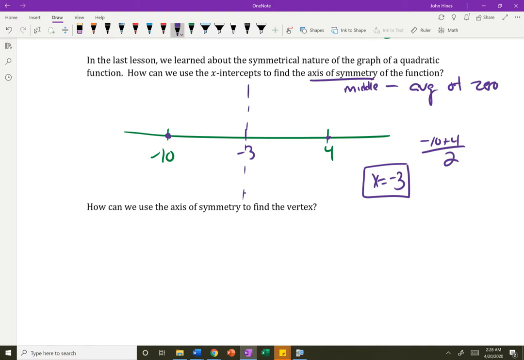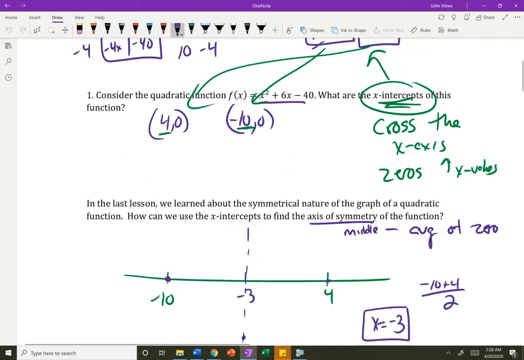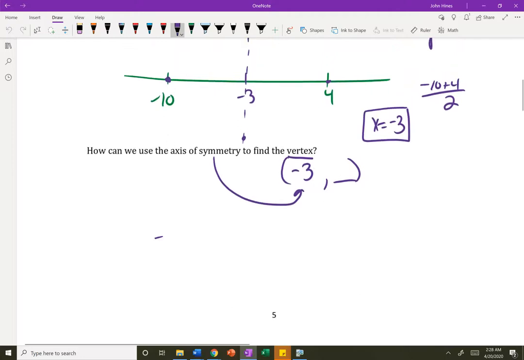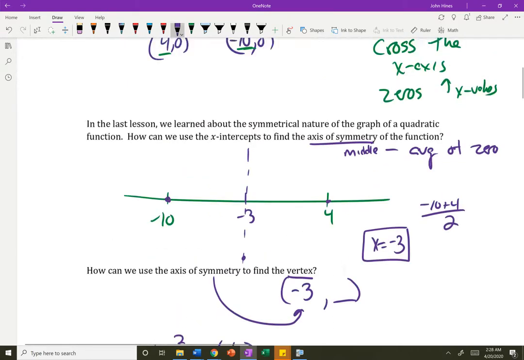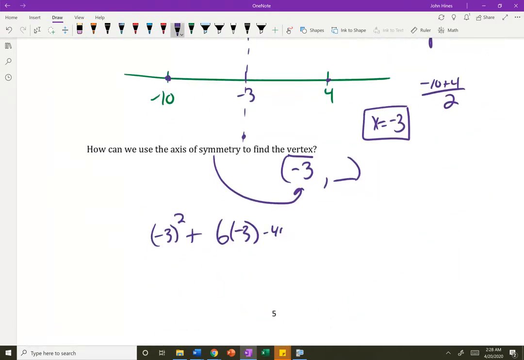And how do I use the axis of symmetry to find the vertex? Well, we plug it in. If I know the axis of symmetry, I know part of the vertex already. The axis of symmetry is the x-coordinate of the vertex. We get the y-coordinate by plugging it into x squared plus 6x minus 40. So where I plugged in a negative 3, I get negative 49. I got negative 49 as the y-coordinate of the vertex.